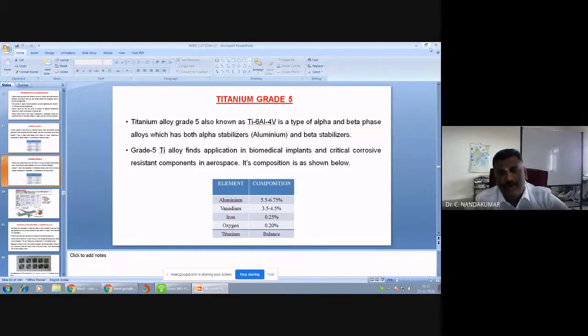Alloys which have both alpha stabilizers and beta stabilizers. The grade 5 titanium alloy finds application in biomedical implants and in critical corrosion-resistant components in aerospace. The table shows the composition of titanium, aluminum, vanadium, iron, and oxygen, with titanium as the balance.